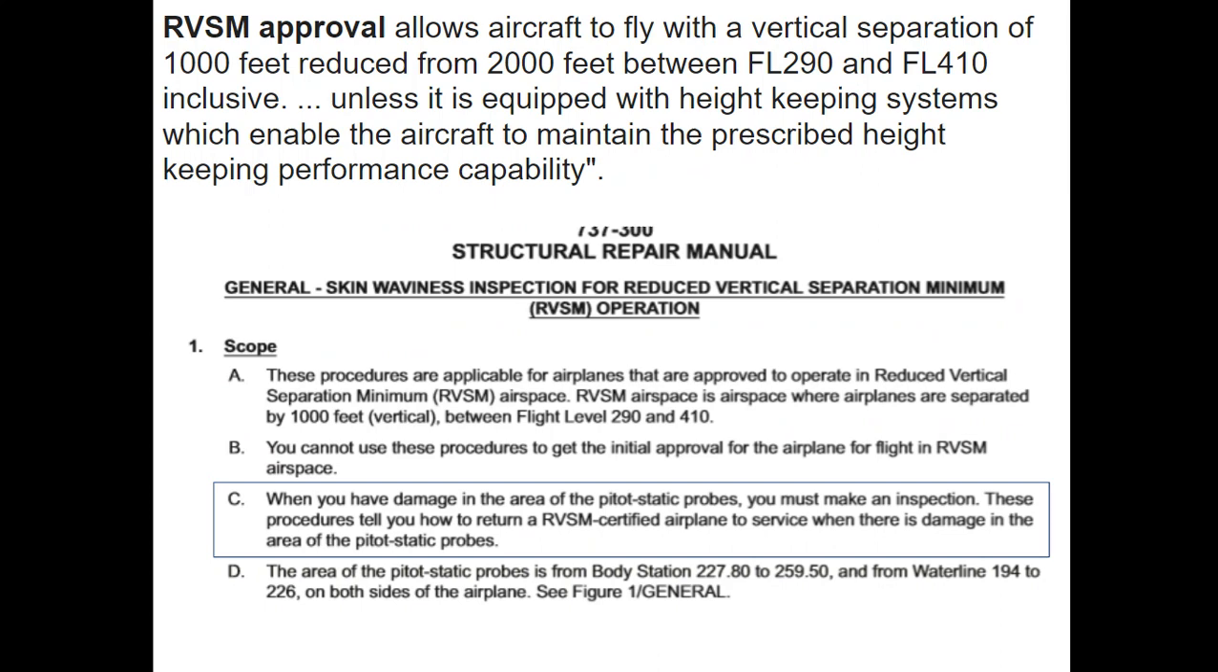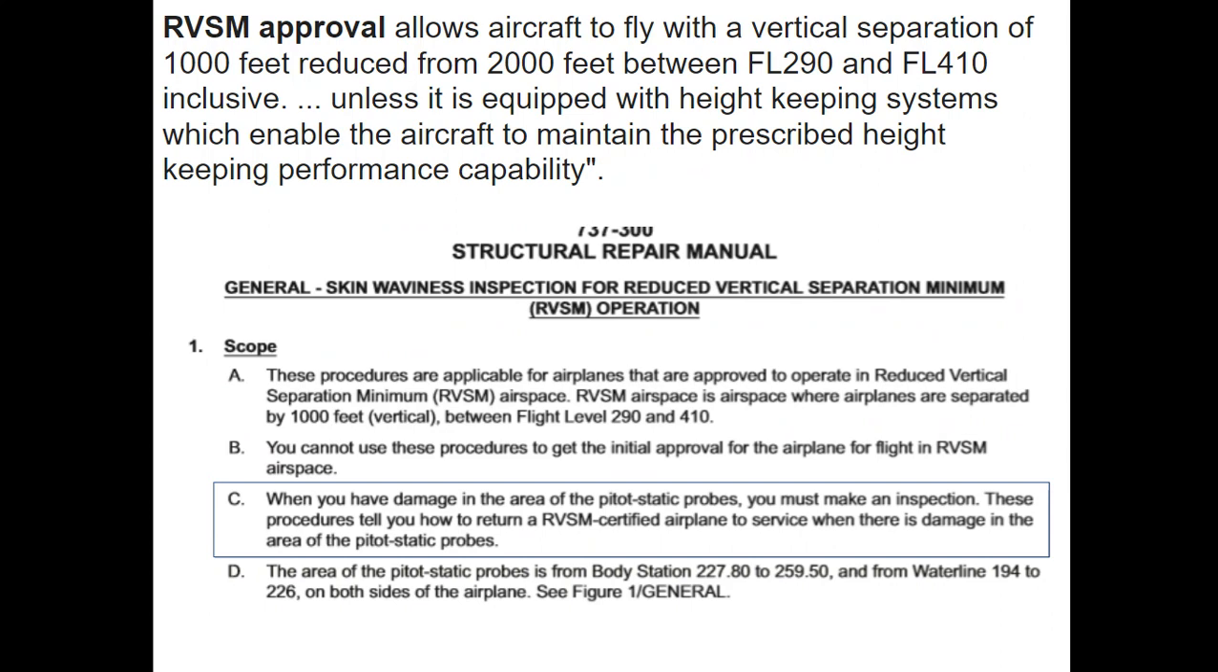Then you look at the RVSM. RVSM allows aircraft to fly within a separation of 1,000 feet, reduced from 2,000 feet, between flight level 290 and flight level 410 inclusive, provided it is equipped with a height keeping system which enables the aircraft to maintain the prescribed height keeping performance.